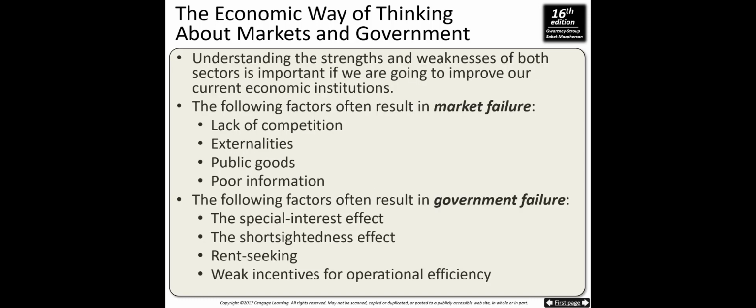So, the following factors often result in market failure: lack of competition, so we need government to fix it; externalities, we need government again; public goods, yes; poor information, yes. But the following factors often result in government failure: the spatial interest effect, the short-sightedness effect, rent-seeking, and weak incentives for operational efficiency. So this is the end of chapter 6.